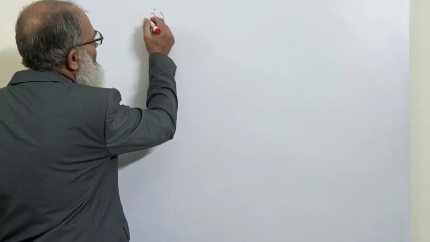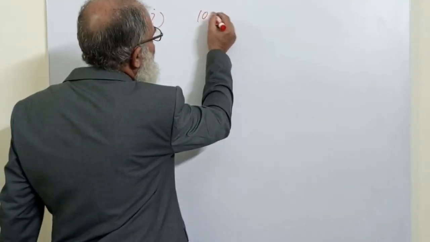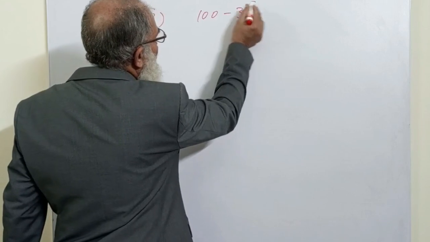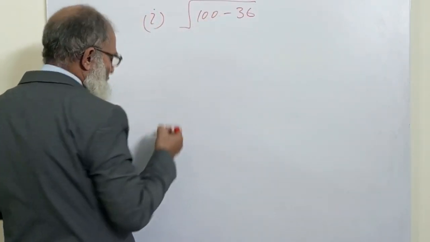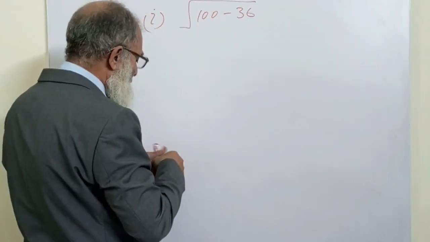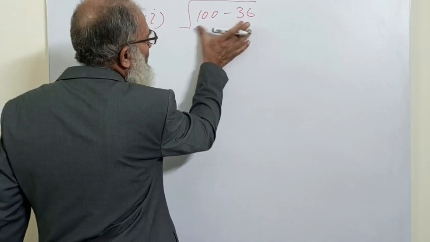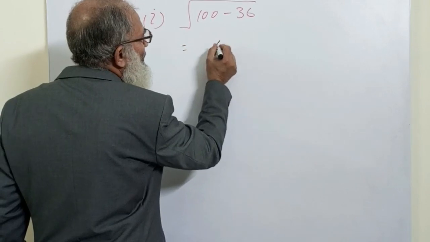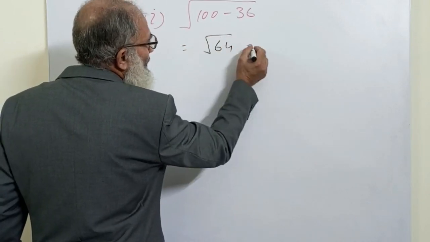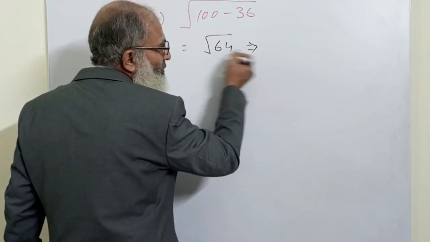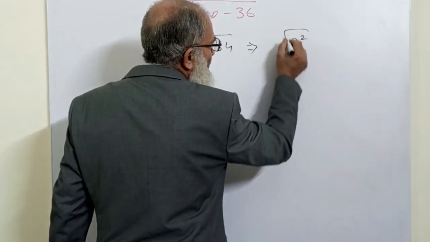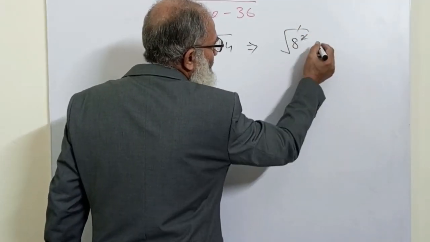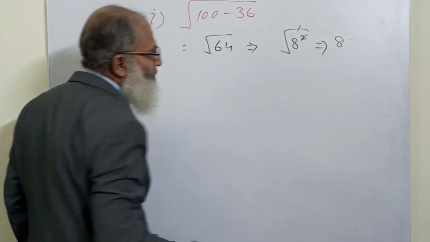Okay, and part is I. The root of 100 minus 36. Now it is again simple. You have to solve what is in the root. So what it becomes is 64, and it becomes 8 square, and that is equal to 8.